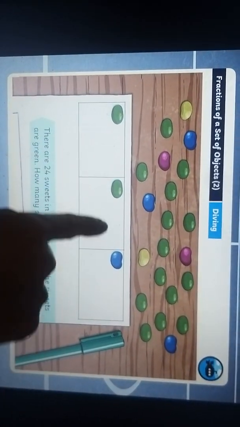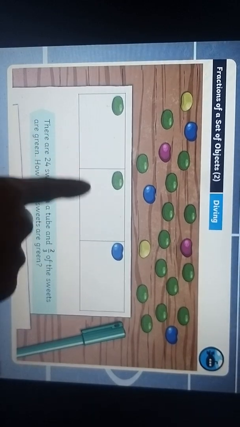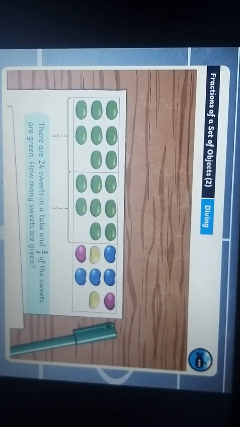This has got great pictures to help us. So 2/3 are green, so that's 3. That's our thirds. And 2 are green, 2/3. So these 2 boxes are going to fill up with green sweets, and the others are going to be coloured. So can you see that? That is 2/3, which is what it was looking for. How many sweets are green?